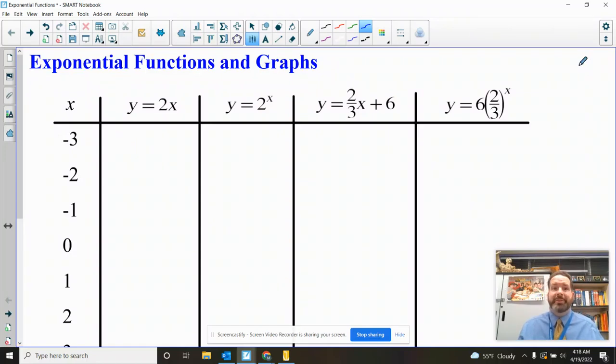What we're going to do together is take a look at these 4 equations and turn them into 4 tables and 4 graphs. And then once we've done that, we're going to look for some similarities and some differences. Let's start with the first column.